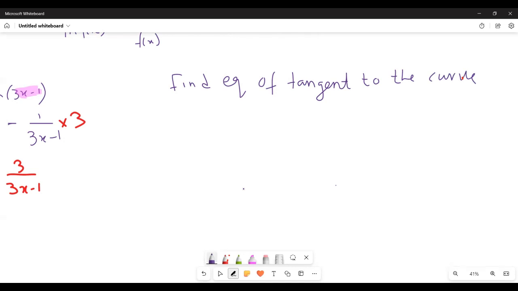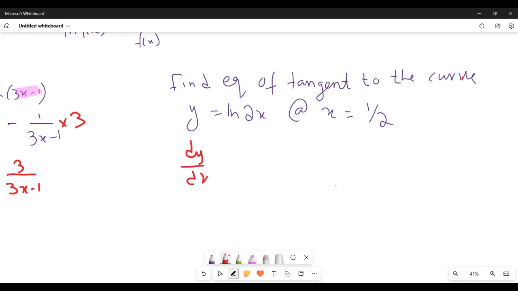Y equals ln 2x at x equals half. So we have to find the equation of tangent. There's a curve ln 2x and you have to find the equation of tangent at x equals half. So we start by differentiating it.